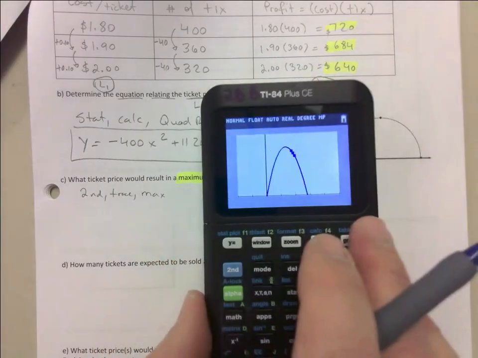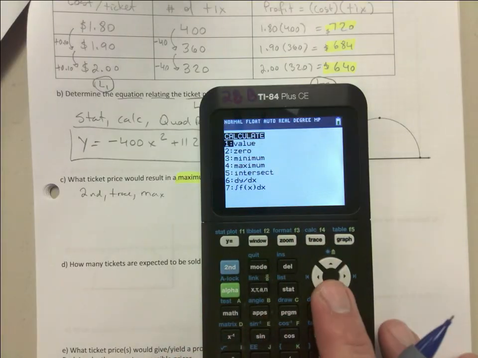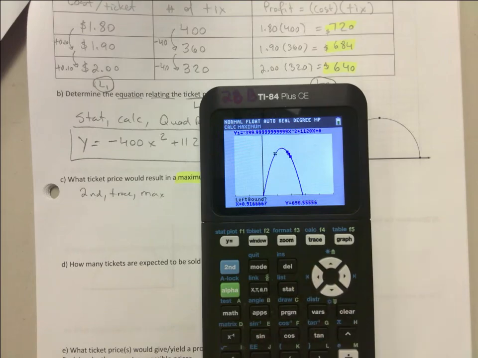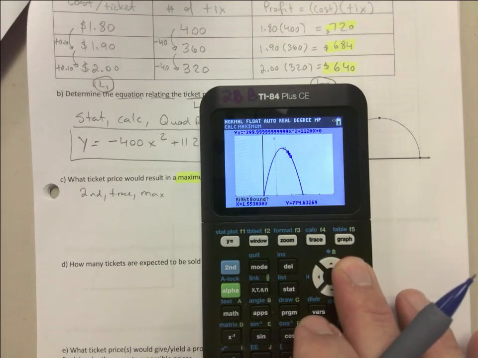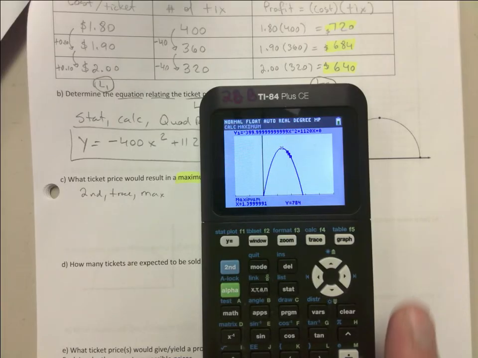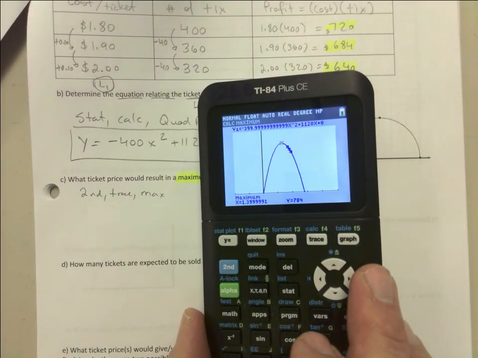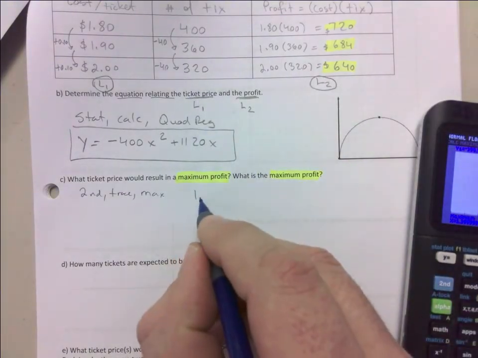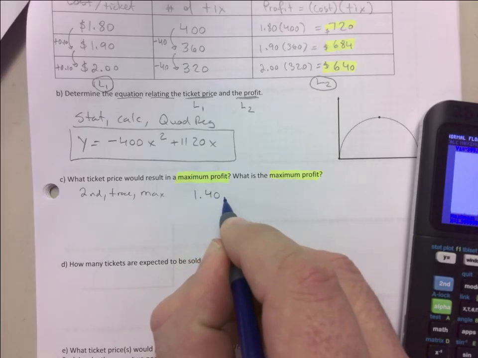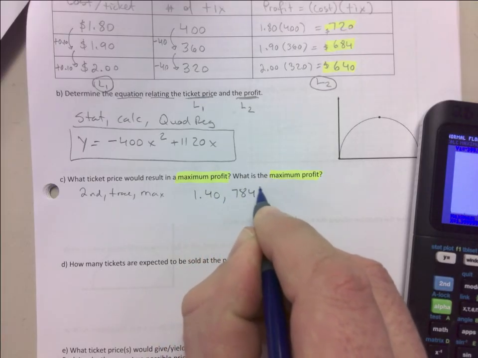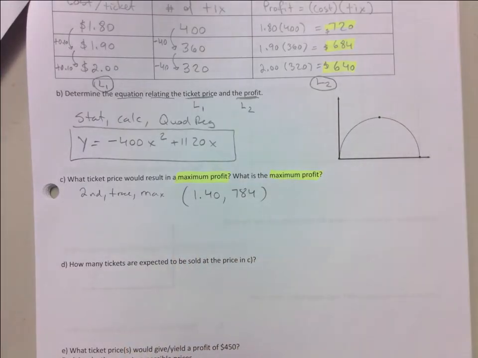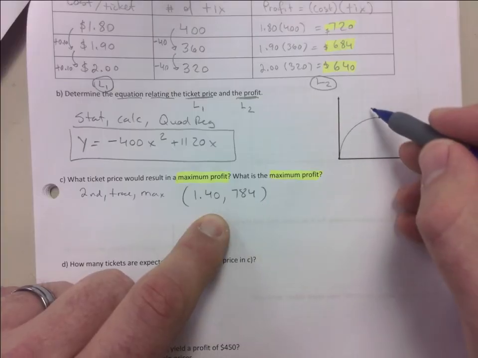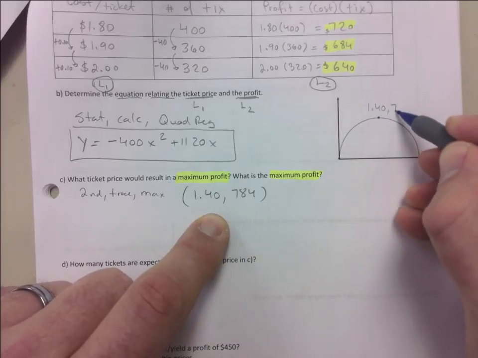So let's go ahead and find that maximum. Second trace, maximum, left, right? And so there it is, 139,900,784. So that rounds to 140,784. That is the actual coordinate of the vertex. Let's go ahead and write it over here. This is 140,784.